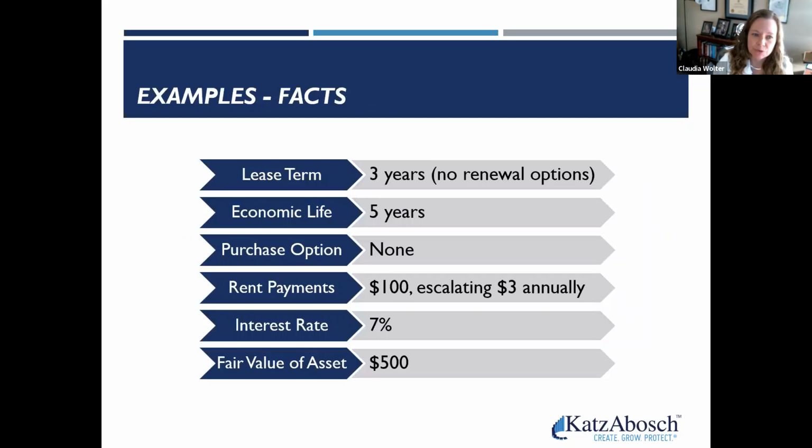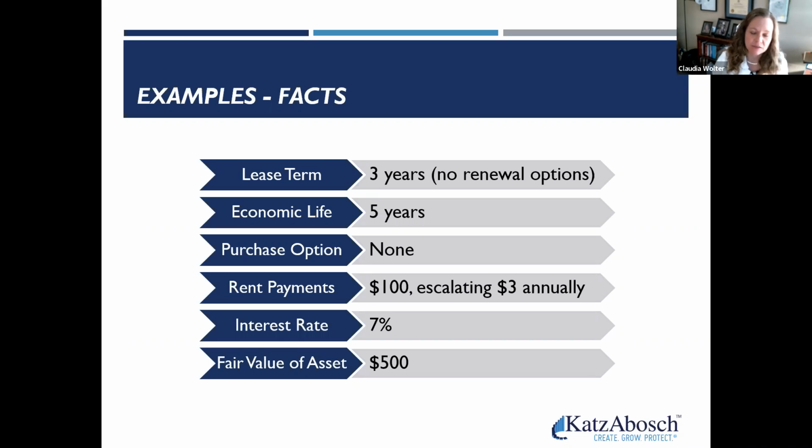Okay, so we're going to go through an example here. The facts of this one are: the lease term is 3 years and there are no renewal options. The economic life of this asset is 5 years. There's no purchase option. The rent payments are $100, starting with a 3% escalation annually. The interest rate is 7%.